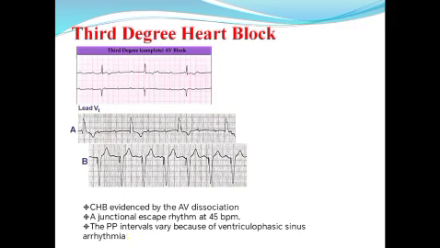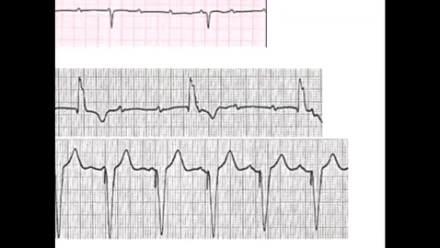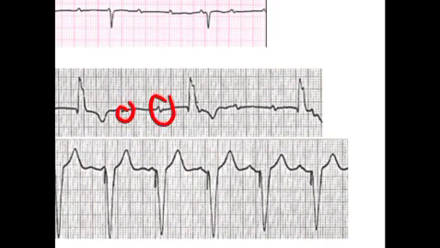and see here there will be a complete dissociation between the P wave and the QRS complex. You see here, this is a P wave. This is another P wave. Then wide QRS complex. This is a wide QRS complex. Again, here we have a P wave and this is a P wave. There is no relation between the P wave and the QRS complex.